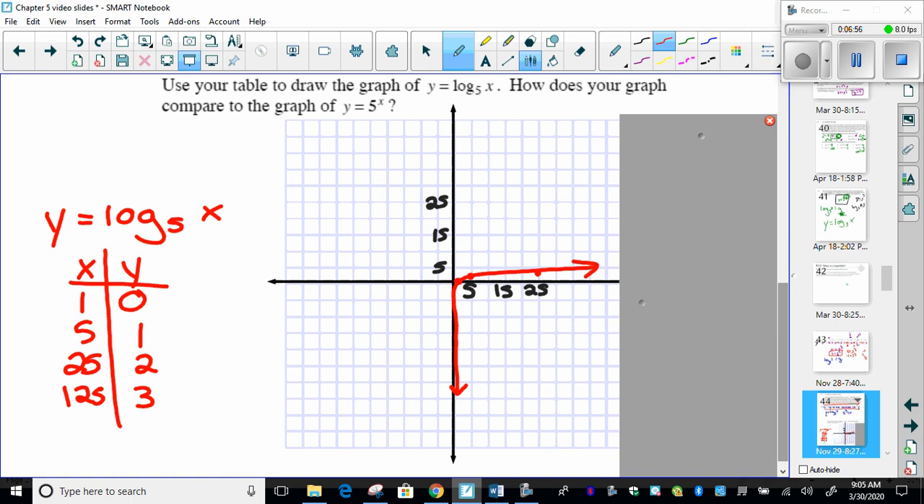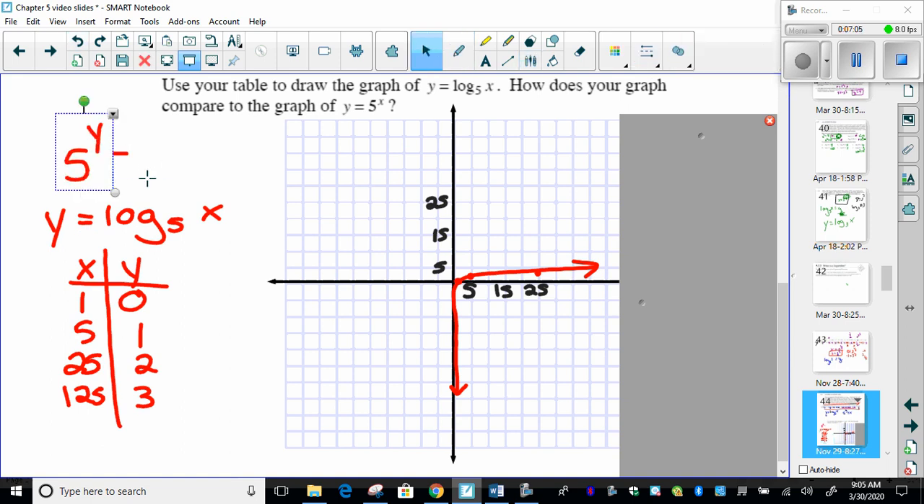This is equivalent, so I'm just going to rewrite this as 5 to the y equals x. So these are equivalent. All 4 of these things are exactly the same thing. This equation, this table, and this graph. All 4 of those are the exact same thing.